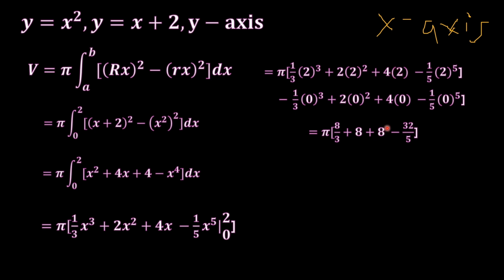Then 4 times 2 is 8, and you will get 32 over 5 if you raise 2 to the 5th power. So minus 32 over 5. And if you do all of this together, you will be getting the final answer of 184 over 15 pi. And that is the volume of this bound that revolves around the x-axis.